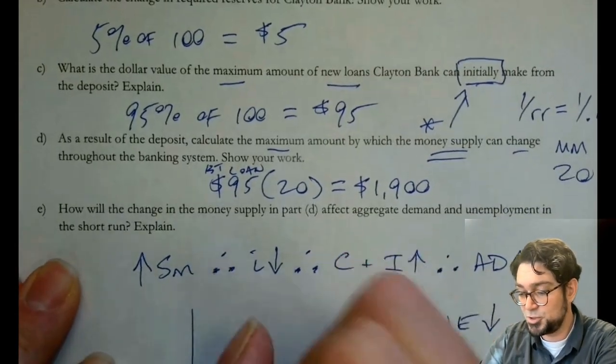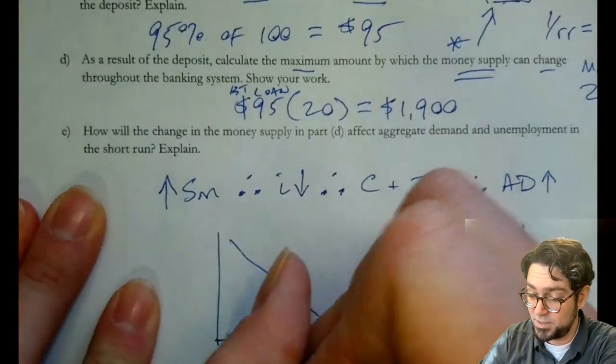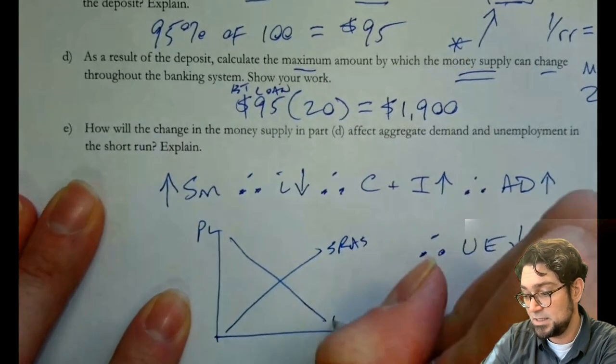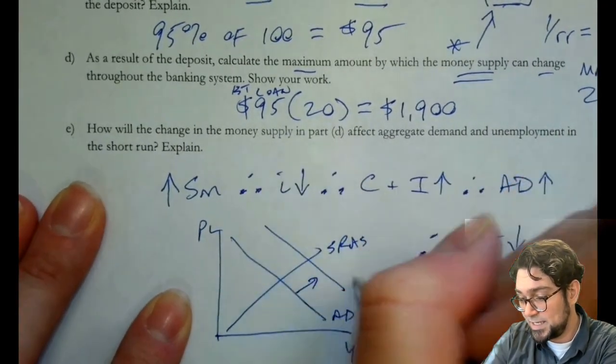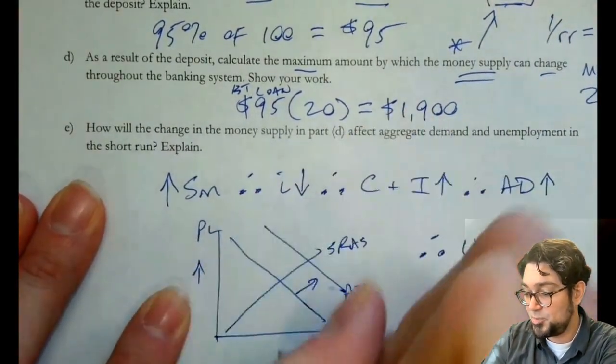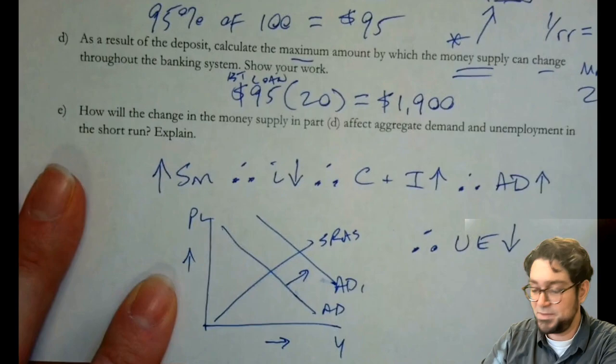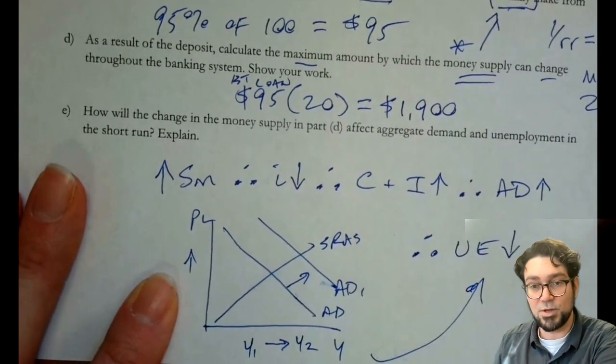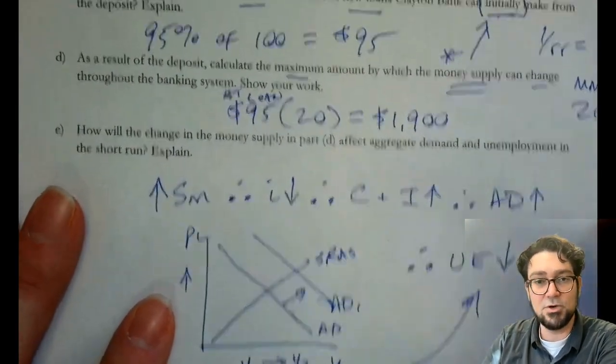And we can kind of show a little picture if we wanted to, right? We could say price levels and output and SRAS and AD. And when AD goes up, we have higher prices and more output, and that's what's going to cause us to go with lower unemployment. So we'd have more output and lower unemployment.